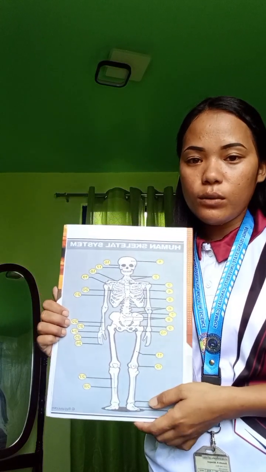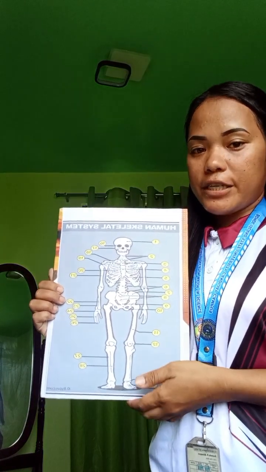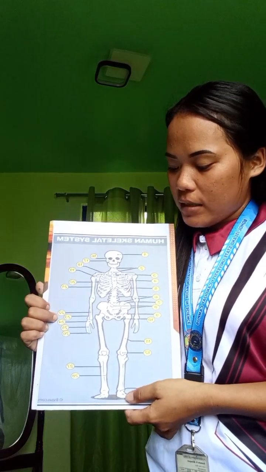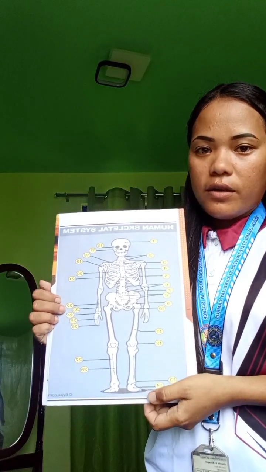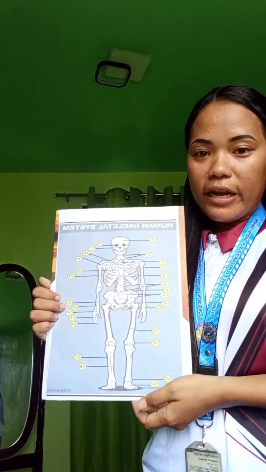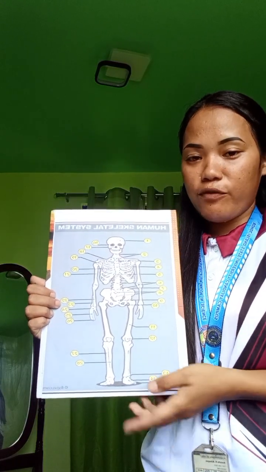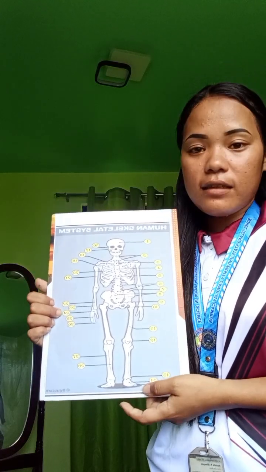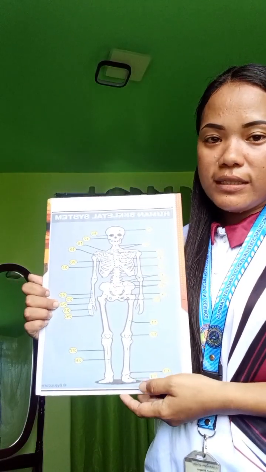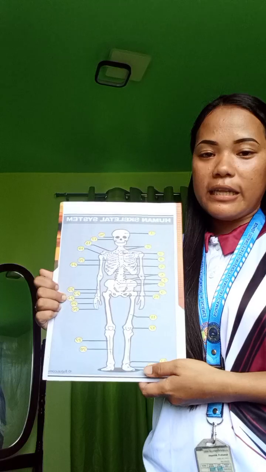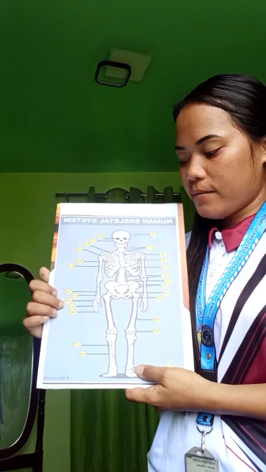Then the label 22, the ulna, one of the two bones in the forearm, plays a role in forearm rotation and hand movements. Next one is the label 23, which is the radius, the other forearm bone, also involved in forearm rotation and hand movements. Next is the label 24, which is the carpus. The wrist bones allow for wrist flexibility and hand positioning.